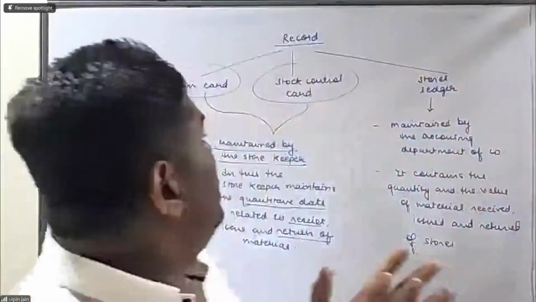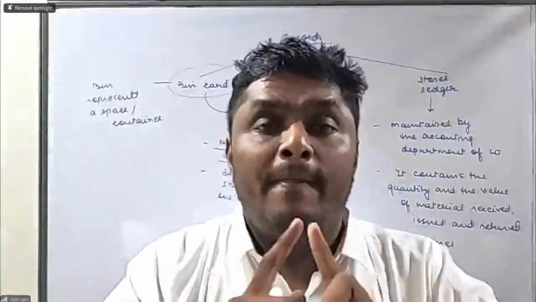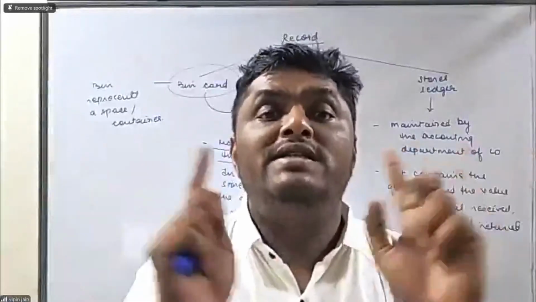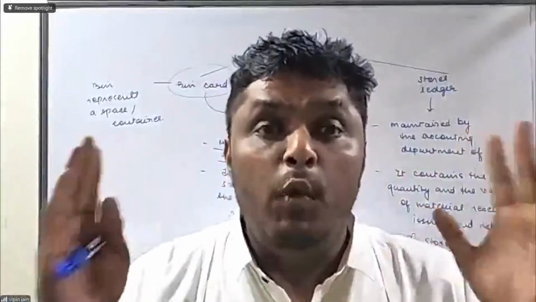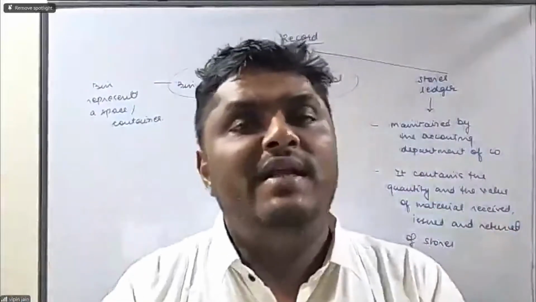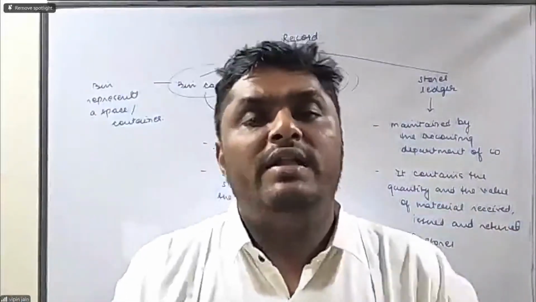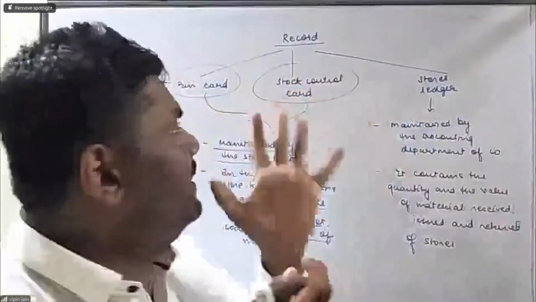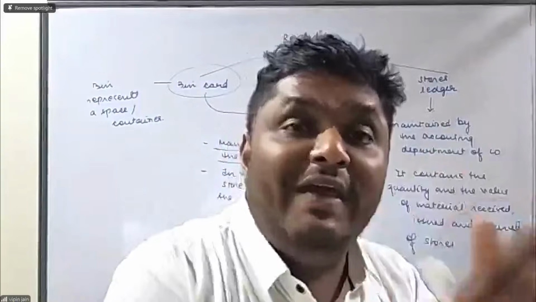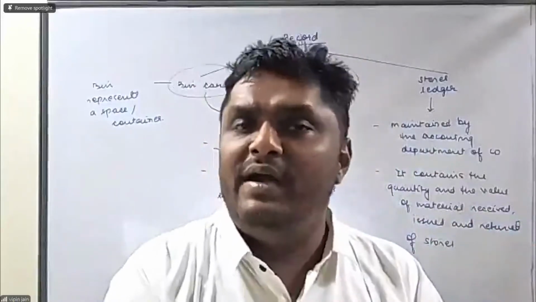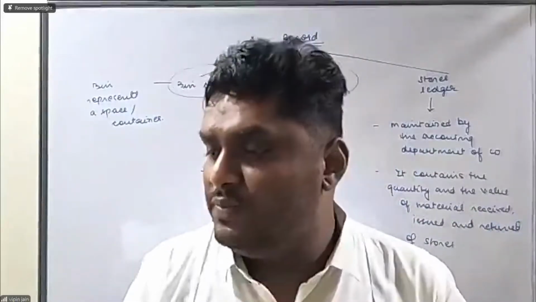And when talking about the stock control card, the summarized data of all 20 bins will be in the stock control card. It means how much material came in the whole premise, how much material went, and how much material was returned, that will be recorded in the stock control card. And bin card means what? For every section, a separate card is maintained, that is what we call a bin card.